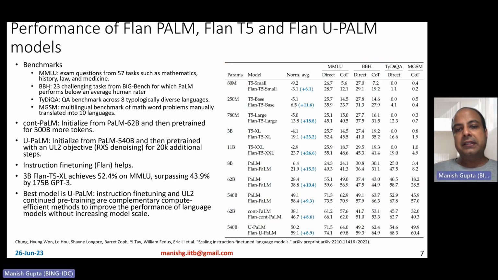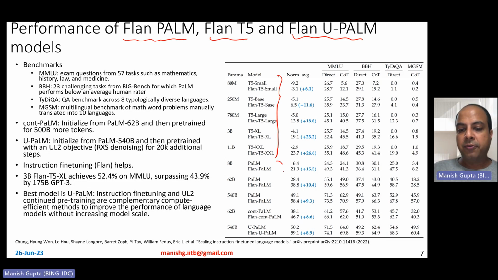Now let me talk about the real models, the models that are the main focus of this video: Flan T5, Flan PaLM, and Flan UPaLM. As I mentioned earlier, they trained different model sizes. For example, Flan T5 has been trained in 5 different model sizes, Flan PaLM in 4 different sizes, and then there is a UPaLM model. Okay.